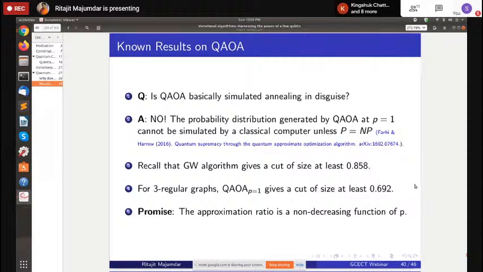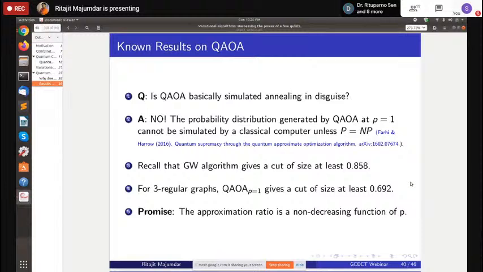But think of it in this way. This is for p equal to 1, a single iteration, whereas the GW algorithm requires order of n cubed. So if you are talking about a graph with 100 vertices, then for the GW algorithm to attain this cut size, you require a time proportional to 100 cubed. And here I am saying that you can reach this cut by just a single iteration. So this is the power of quantum computing that you see. And the promise is that as you increase p, this approximation ratio will not decrease, but rather it will start to increase.